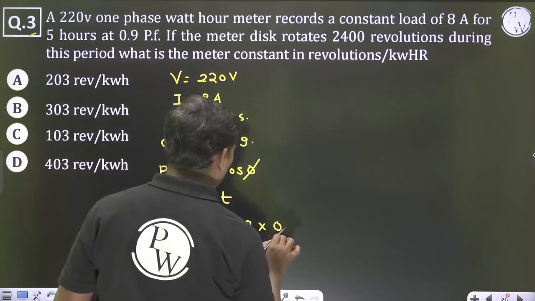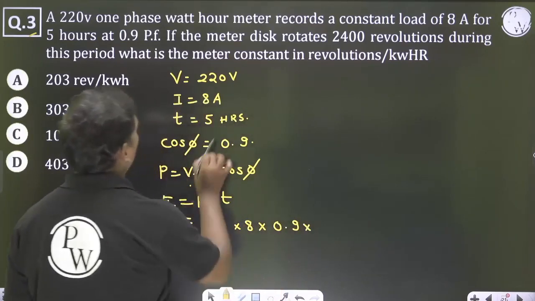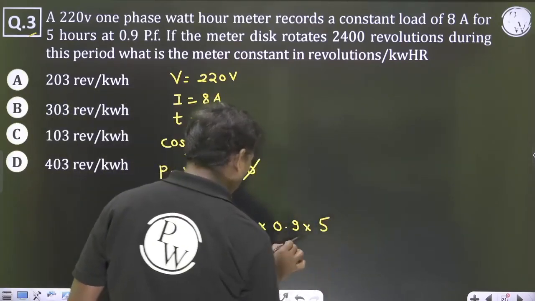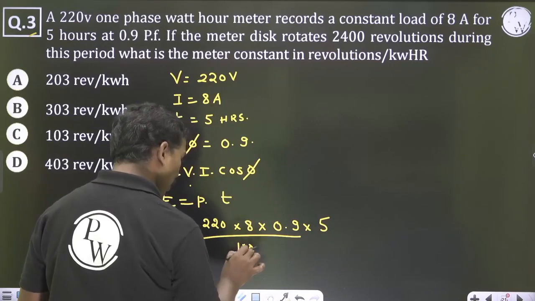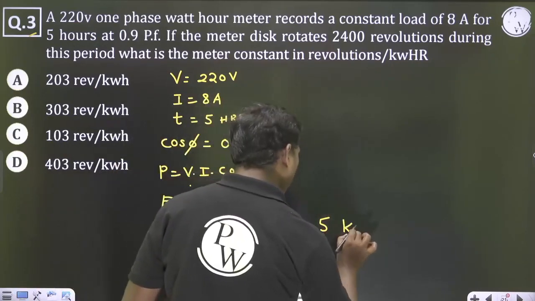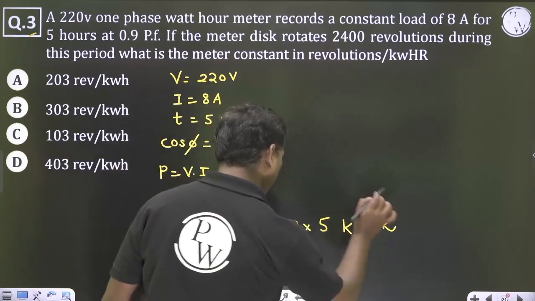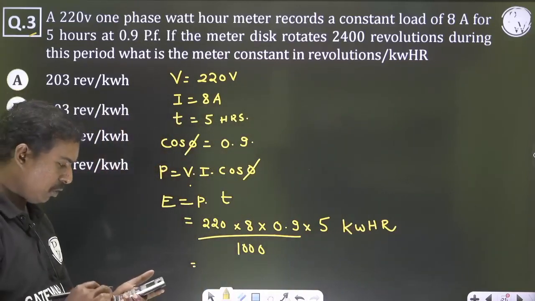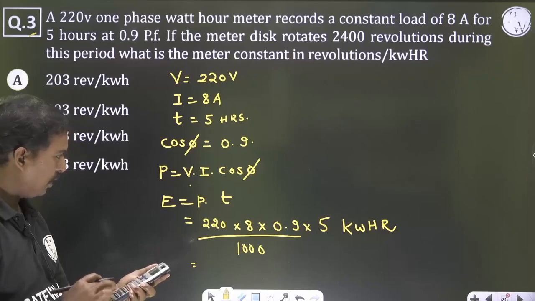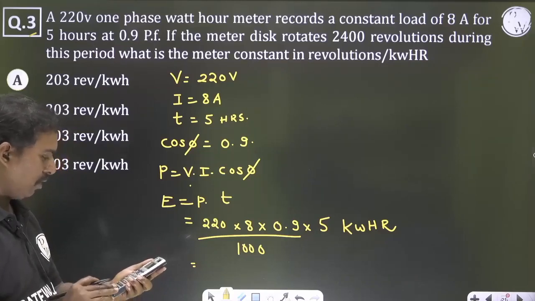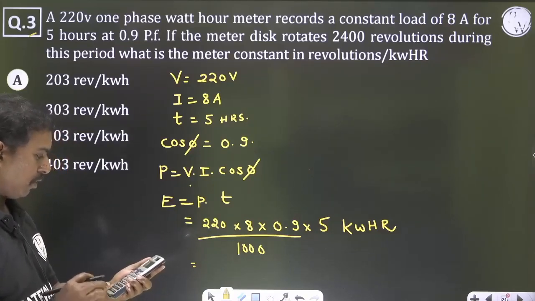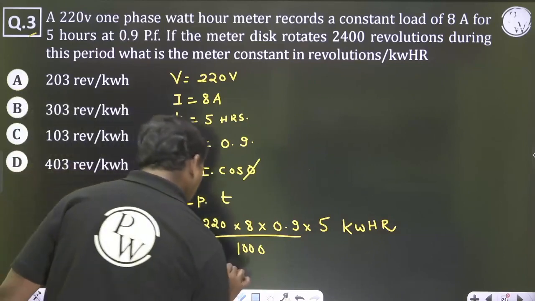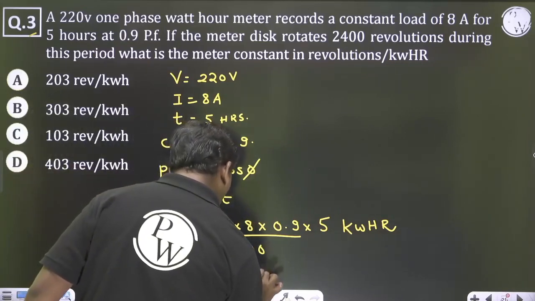Cos phi is 0.9. Time is 5 hours. So if we convert this into 1000, it is enough. So we are going to get units in kilowatt hour. How much? So 220 into 8 into 0.9 into 5 divided by 1000, it is going to come as 7.92 kilowatt hour.